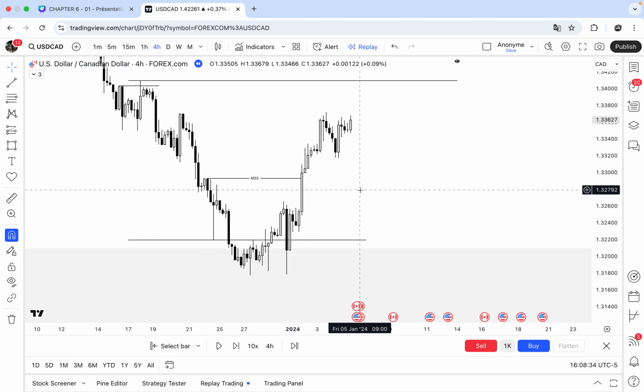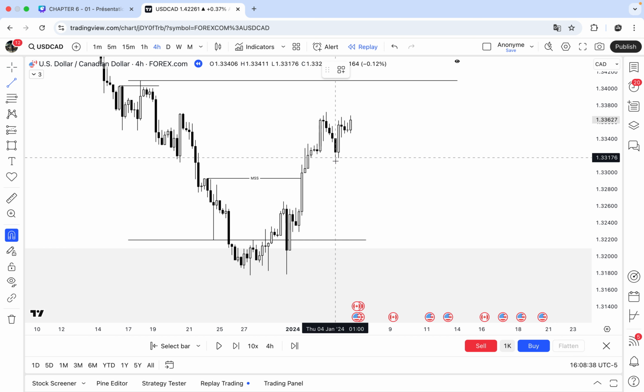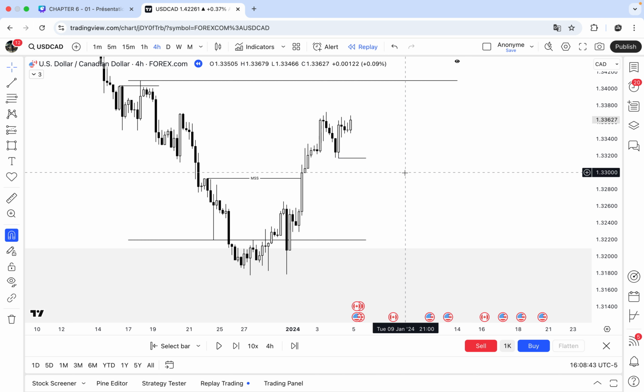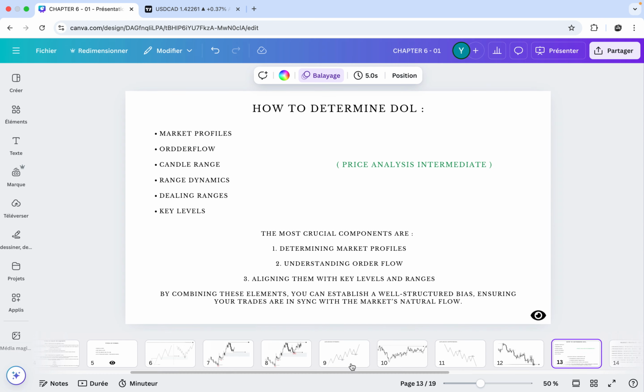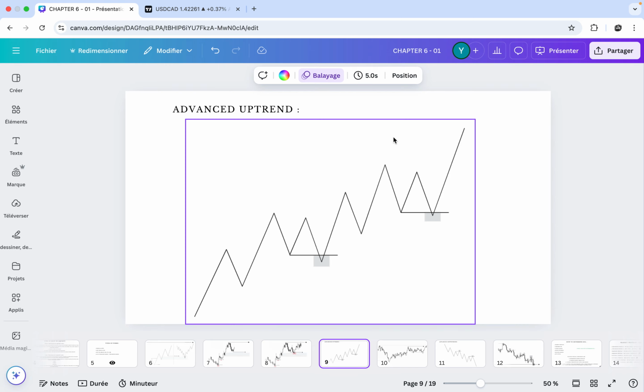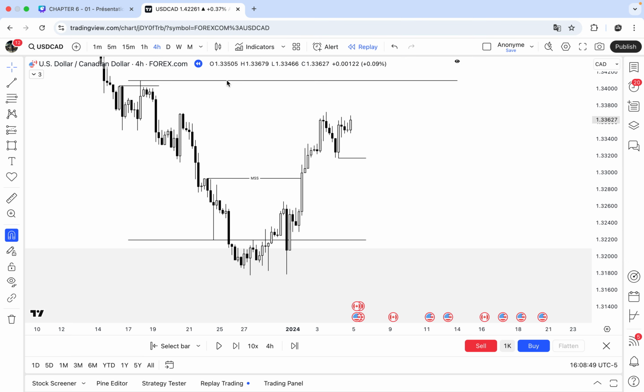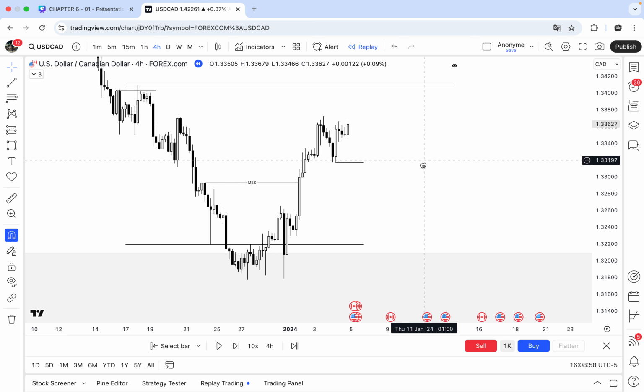So, how to position yourself? Simple. You want to look for turtle soups. Why? Because this is what a bullish market looks like. So this is a low. So you can predict, all right, price will turtle soup and go up after.